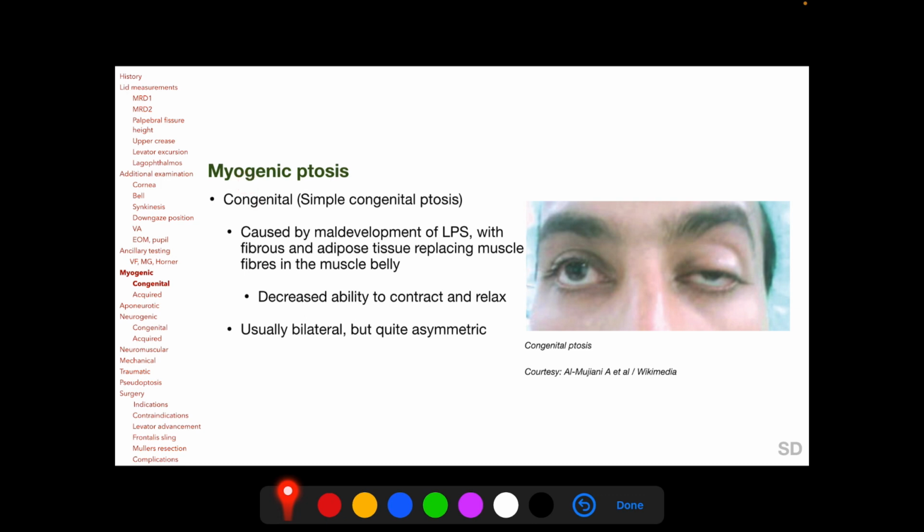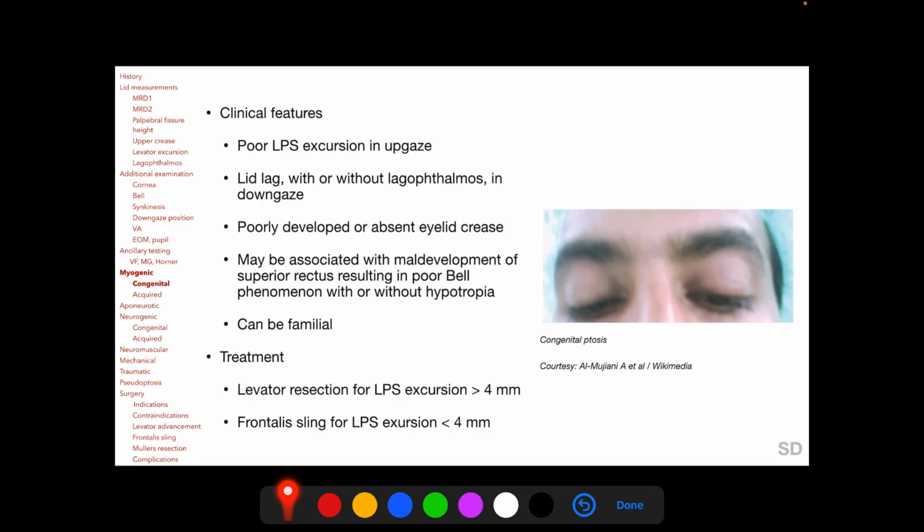Congenital myogenic ptosis, also called simple congenital ptosis, is one of the two common types of ptosis, the other being aponeurotic ptosis. Simple congenital ptosis is caused by maldevelopment of the levator palpebrae superioris with fibrous and adipose tissue replacing muscle fibers in the muscle belly, resulting in decreased ability of the LPS to both contract as well as relax. Simple congenital ptosis is said to be usually bilateral but quite asymmetric, and we find here a clinical photograph of a patient with left-sided simple congenital ptosis.